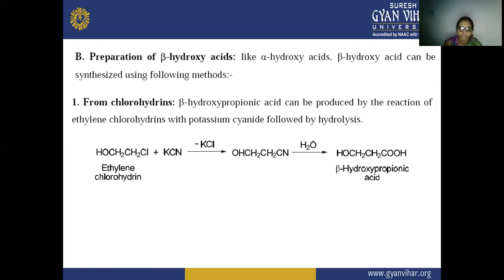So this is having chlorohydrin. The chloro group is attached, and this is CH2CH2OH. So this is your ethylene chlorohydrin, and this is your KCN, that is your potassium cyanide. Here KCl is removed and the CN will attach to the CH2CH2OH. Here a cyanohydrin product is formed, which undergoes hydrolysis in the presence of water, and there is a formation of beta hydroxy acid. Beta hydroxypropanoic acid is formed.